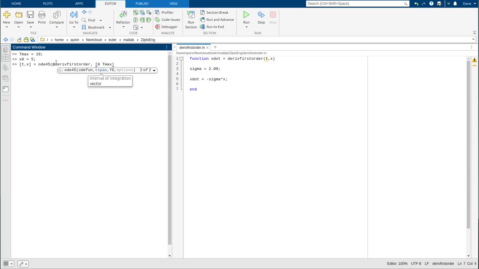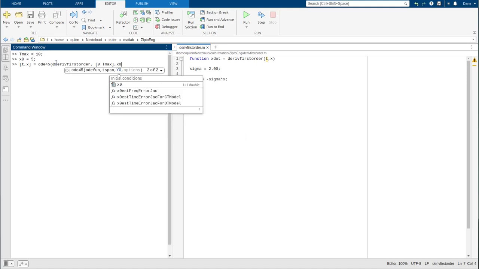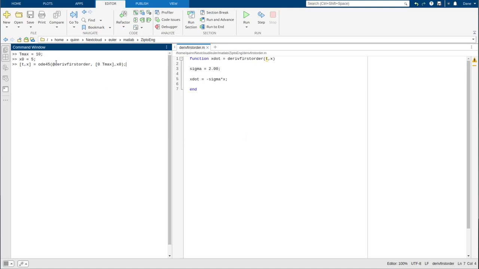I do this so that if I want to go back and simulate a longer or shorter time later, all I have to do is change t max, and then I can use this command again. Same with x0. So there it is. That's MATLAB's ODE 4.5 for this function. Let's hit enter. Oh, there it goes. It doesn't take long at all.